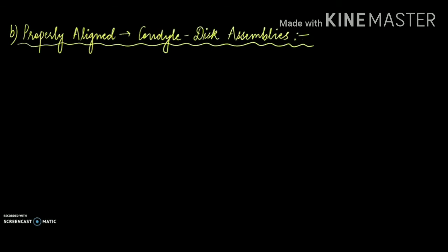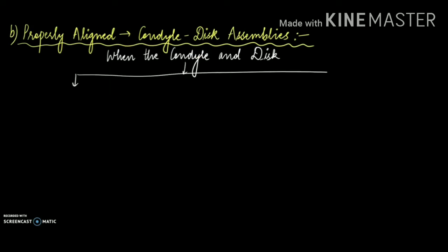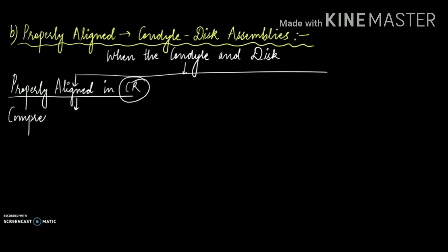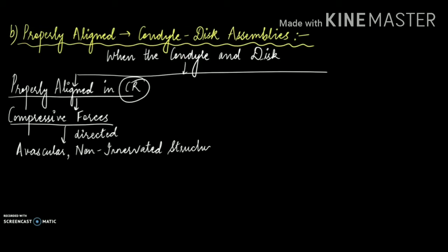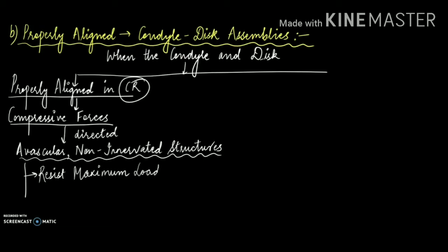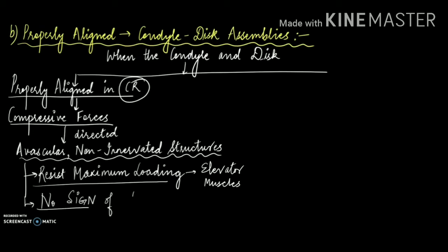The next point is properly aligned condyle disc assembly. When the condyle and disc are properly aligned in centric relation, all the loading forces or compressive forces are directed through the avascular and non-innervated structures that were actually designed to accept all the loading forces. Hence, a properly aligned condyle disc assembly can resist maximum loading forces by the elevator muscles with no signs of discomfort.